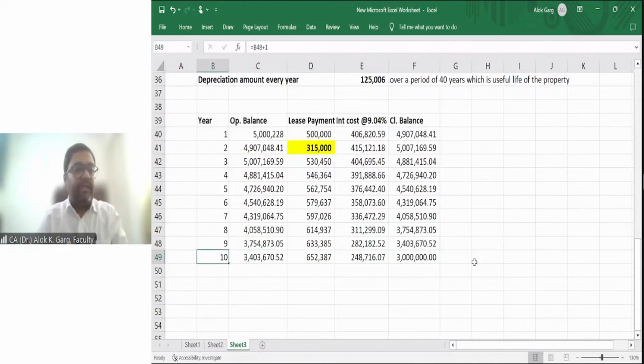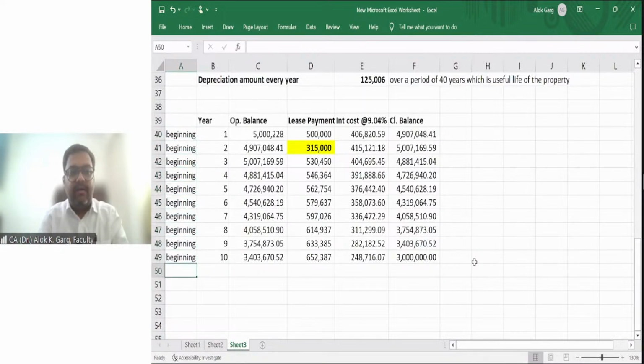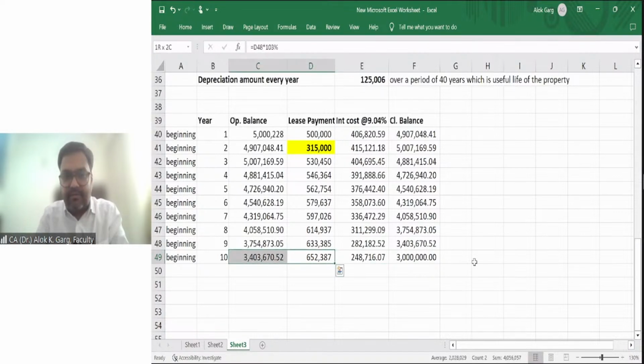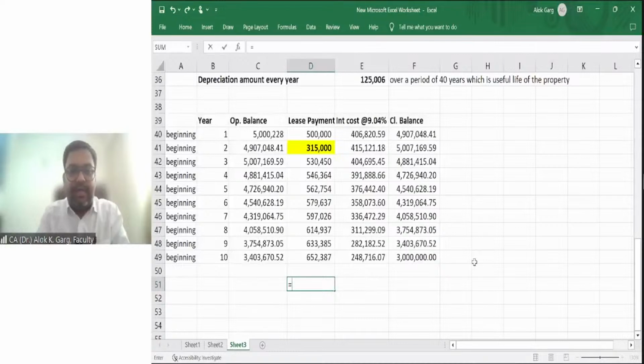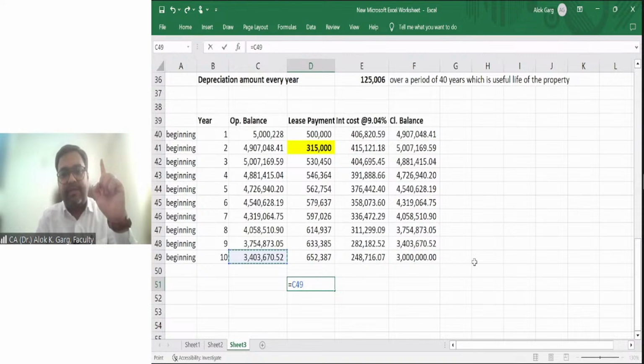At the beginning, this is the beginning of the 10th year, right? These are the beginning balances of year 1 to year 10. Now, at the end of year 10, friends, if I talk about this year 10, this is my opening balance, 34 lakh. I have made a lease payment of 6 lakh 52,000, right? So 34 lakh is my opening balance at the beginning of year 10.